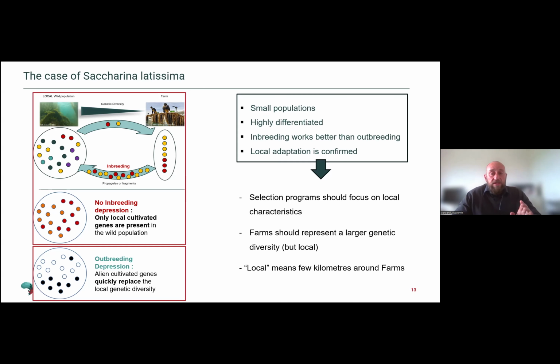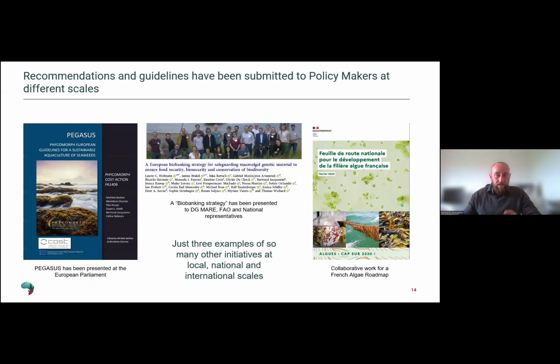First, focus selection programs on local traits. Second, farms should be more representative of the local genetic diversity. And third, for Saccharina latissima, the local scale should be limited to a few kilometers. Some collaborative initiatives for recommendations or guidelines have already pointed out all these hypotheses and scenarios at different scales, from national to European or larger scales. And so there is a need for deeper knowledge about the reproduction strategies and the local scale of each species of interest before going too fast.